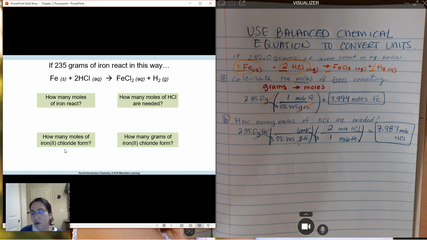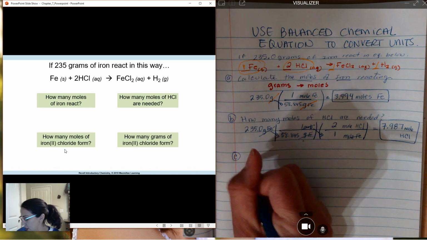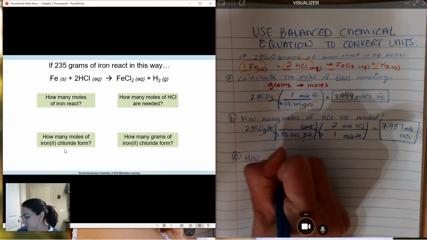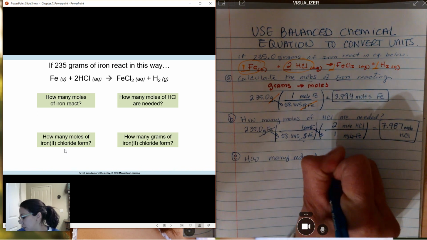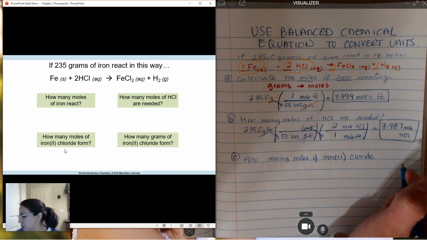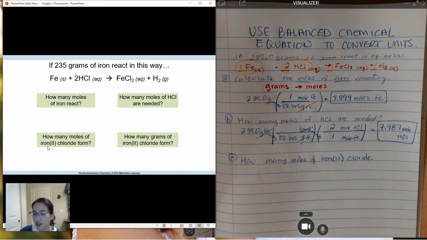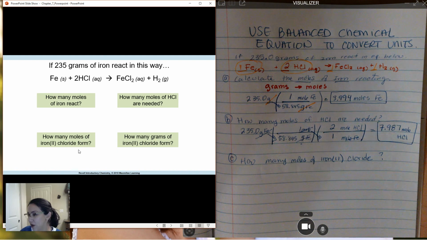Next question is, how many moles of iron 2 chloride? How do I know it's iron 2 chloride? Because when it's written here, it's actually iron 2 chloride. But we could see it here as well, that there's 2 chlorines. So therefore, the charge of this iron has to be a positive 2. Okay, so how many moles of this form from the above reaction? That's the next thing that we want to know.